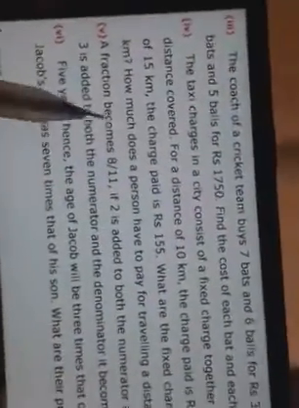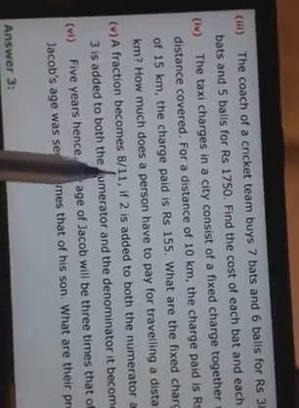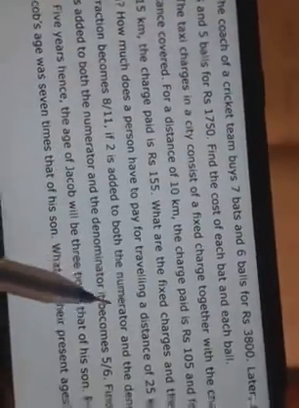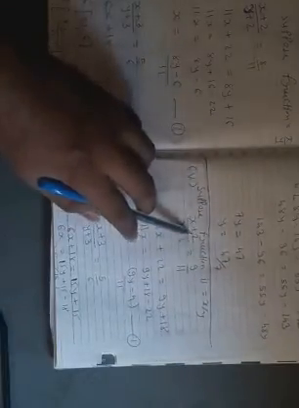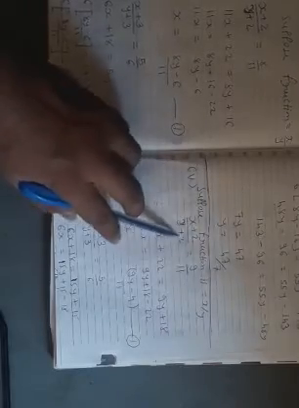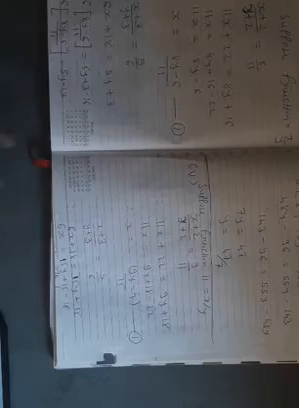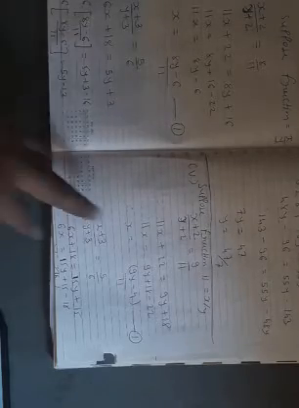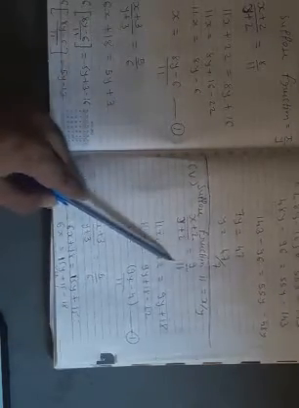Now see, the fraction becomes 8 by 11 if 2 is added to both the numerator and denominator. It means we have to add 2 to the numerator and denominator. Now in the question it is 8 by 11. That is a mistake, you just correct it. It is not 8 by 11, it is 9 by 11. 8 by 11 is giving wrong answers. Okay, so it is 9 by 11.